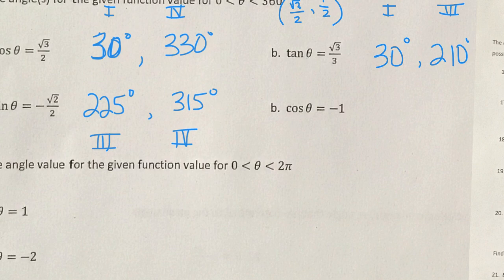Then our last one, cosine is -1. That only happens in one place, and that's at 180 degrees. Right? The negative x-axis is where the cosine has a value of -1.